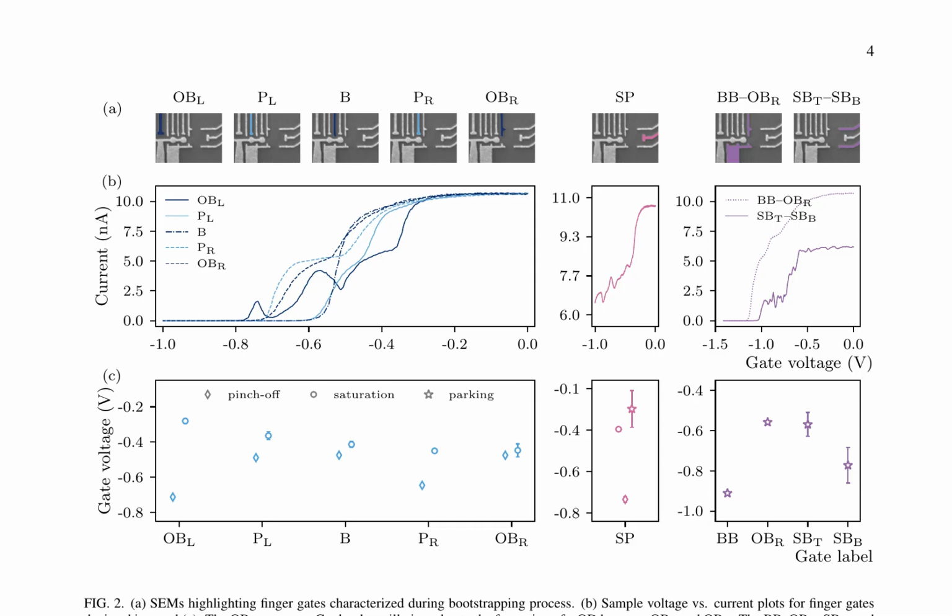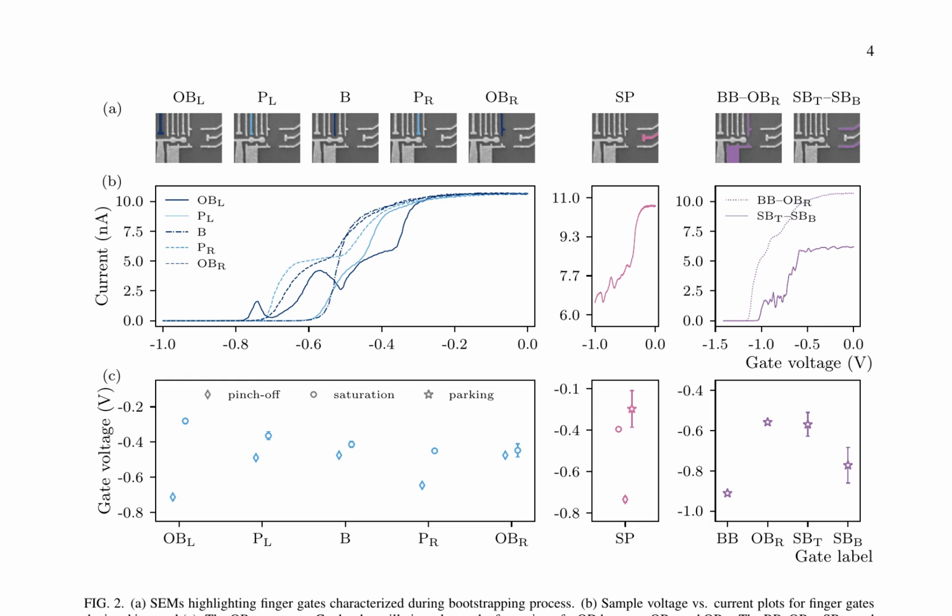The bootstrapping process in a nanowire quantum computing device begins with the measurement of current traces for the finger gates, including the formation of a quantum dot between the outer barrier left, OBL, and outer barrier right, OBR, gates. The calibration of the bottom barrier, BB, outer barrier right, OBR, sensor bottom barrier top, SBT, and sensor bottom barrier bottom, SBB, gates is achieved through ray-based measurement. Consistency plots show the mean values and standard deviations for the characteristics of interest, averaged over 89 test bootstrapping runs, indicating the reliability of the gate calibration process.